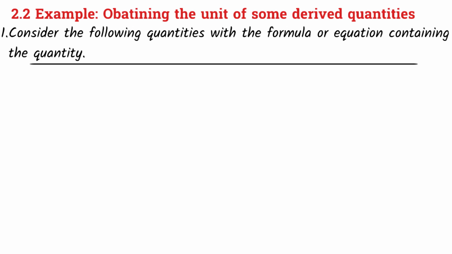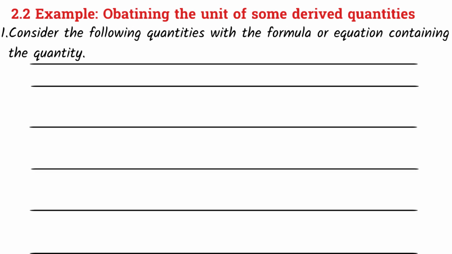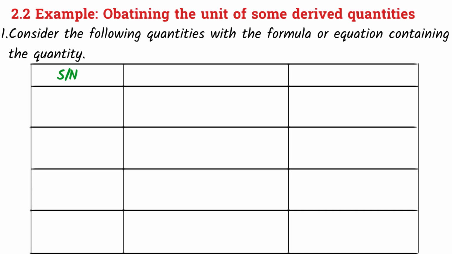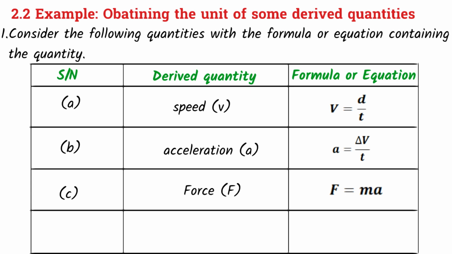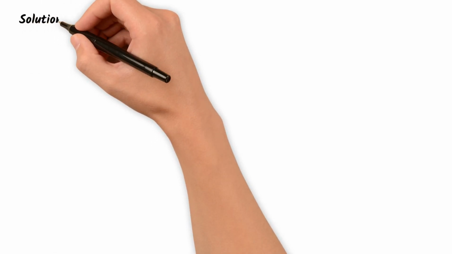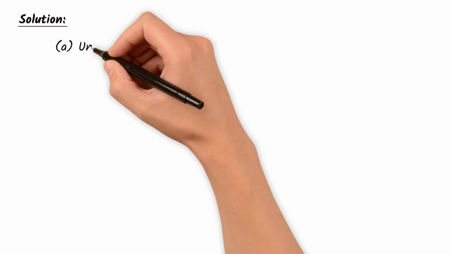Okay, so let's see how we can obtain the unit of some derived quantities. We have a table given to us with four derived quantities. Speed with equation distance divided by time taken, acceleration with equation change in velocity divided by time taken, force with equation mass times acceleration, and charge with equation current times time. So let's see how we can use these equations to obtain the units of the various derived quantities given to us.